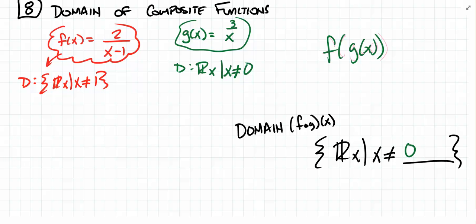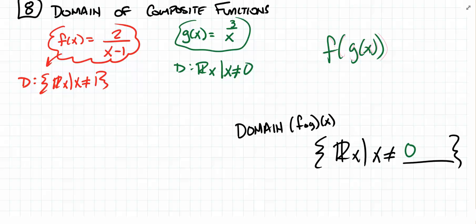Then we take that output and plug it into f, and f does something to it, right? That's the process. So what is not allowed to go through f? 1 is not allowed to go through f. Does everyone agree with that statement? Yeah. So the question is this.